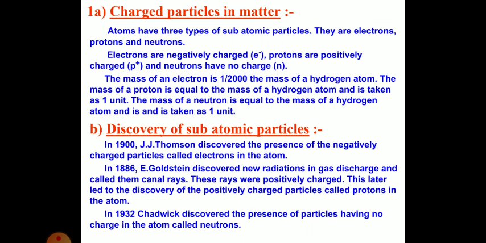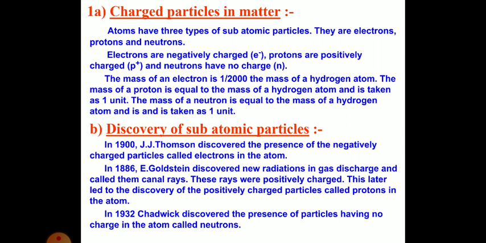Now students, in continuation with our previous knowledge, the mass of an electron is 1 upon 2000 the mass of hydrogen atom. In your textbook, this value is mentioned. The mass of proton is equal to the mass of hydrogen atom and is taken as 1 unit. The mass of neutron is equal to the mass of hydrogen atom and is taken as 1 unit, that we have already studied in some basic concepts of chemistry.